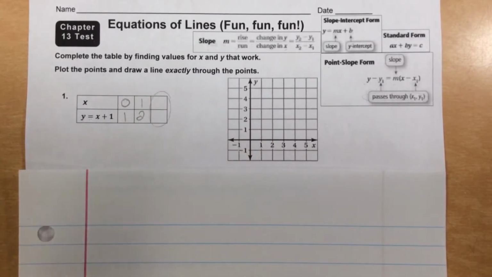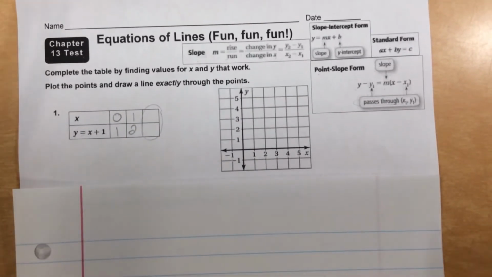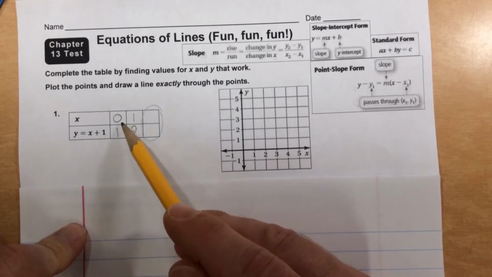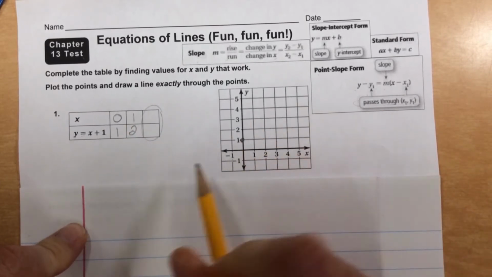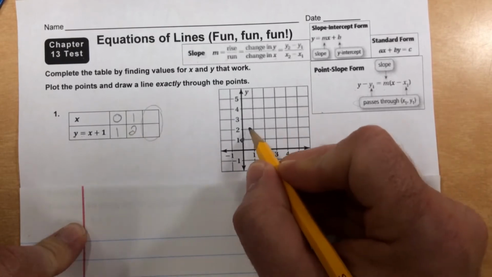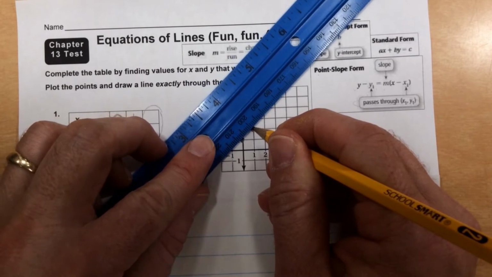And then, where's my handy-dandy ruler? Here's one. We're supposed to plot those points. So this point would be 0, 1, which is right here. This point is 1, 2, which is right there. So I can draw a line through there.